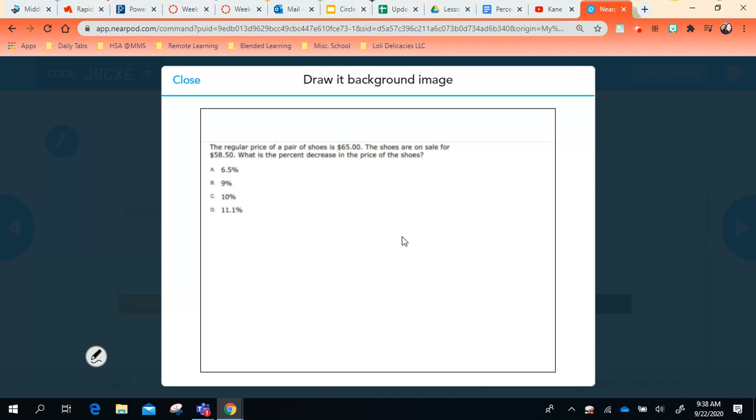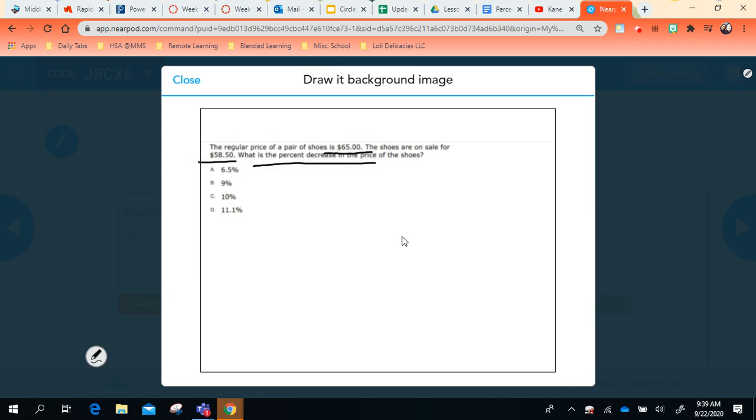Okay, so this is going to be your exit ticket. Remember to follow your 3 steps. I'm going to read it through with you, underline it with you, and then I'm going to leave you to do it on your own. The regular price of a pair of shoes. Now, I know some of us are getting confused with original and new amount. So the regular price of a pair of shoes was $65. The shoes were on sale for $58.50. What was the percent decrease?